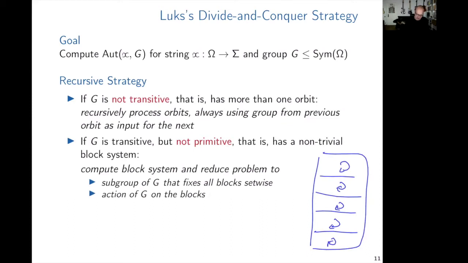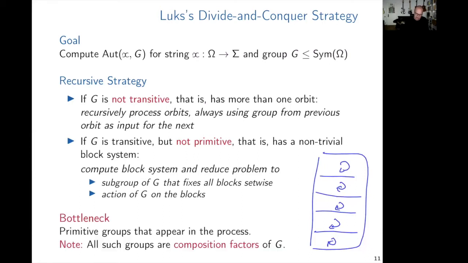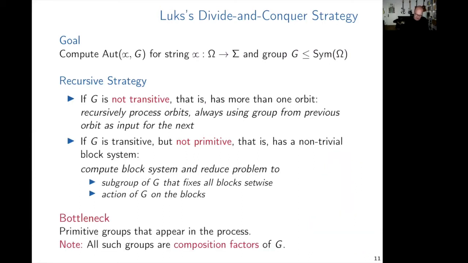And the second is, we look at the group that permutes the blocks as a whole, but we don't care what happens inside of the blocks. That's also a smaller group, so we can also deal with this. And then we put everything together and we're happy. Now, there remains one bottleneck, that is if we have primitive groups. Okay, and there basically we get stuck.